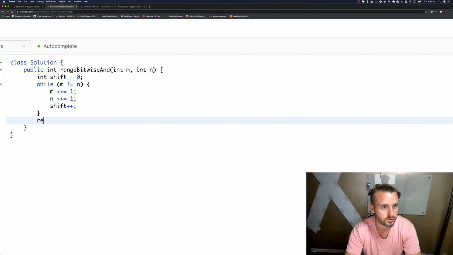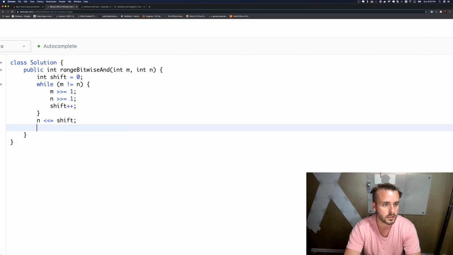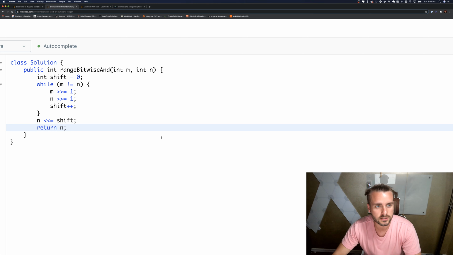And then we just return. We have to shift it left by the shift amount. So that's what we did on the whiteboard, and then we just return n. So hopefully that makes sense.